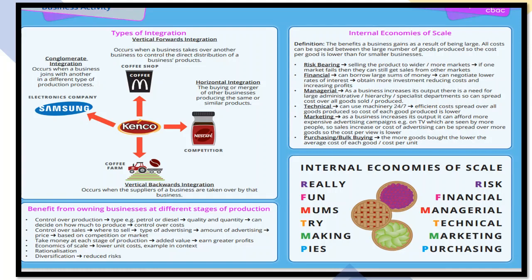Benefit from owning businesses at different stages of the production process, where you've got control of the production, then you have quality and quantity, and you can decide how much of the product. You can control costs, you can control sales, you can take money at each stage of the production. You've got economies of scale there, and you've got diversification where you're reducing risks. So we talked about economies of scale and why that is good to have. And then you've got this little anagram here that might be quite useful for you.